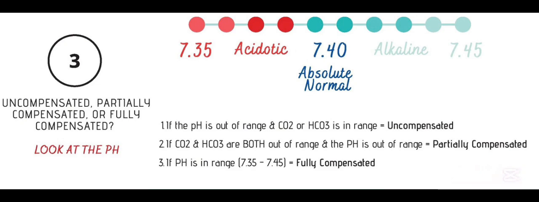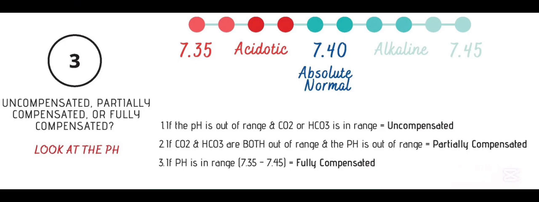First, uncompensated. Look at the pH. If the pH is out of the normal range and either CO2 or bicarbonate is still within its normal range, that means the other system has not started helping. So the disorder is uncompensated. One system is abnormal, the other system is still normal.